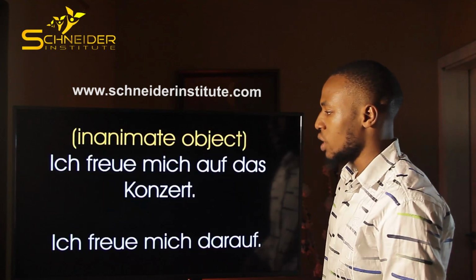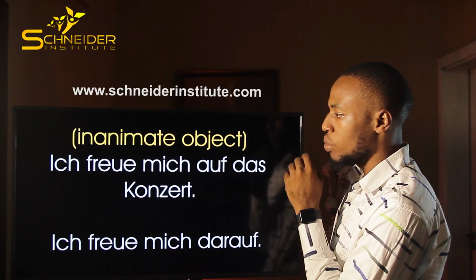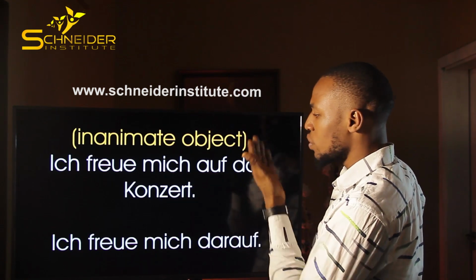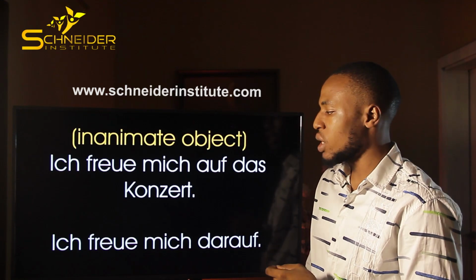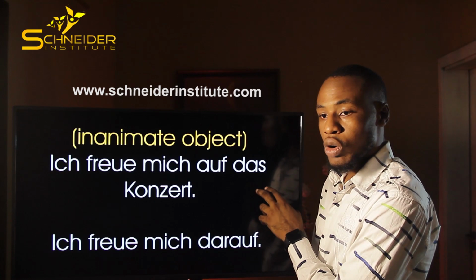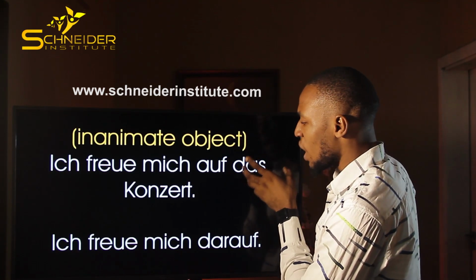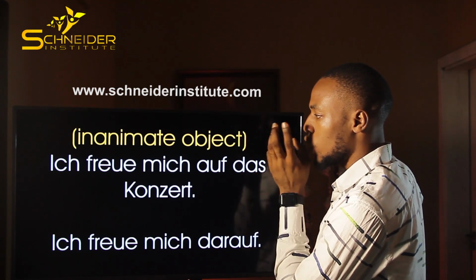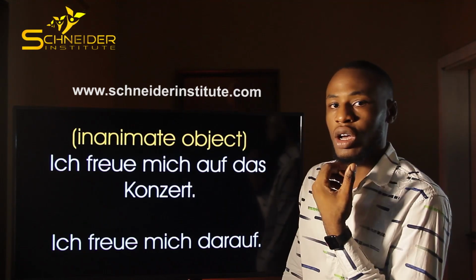So let's look at the next slide. Now here I have a statement with the inanimate object, and here it says, Ich freue mich auf das Konzert. In this case, I have the inanimate object, which is what? Das Konzert. Now, how do I apply the da compound to this particular statement to make it shorter, or to avoid what? Repetition.